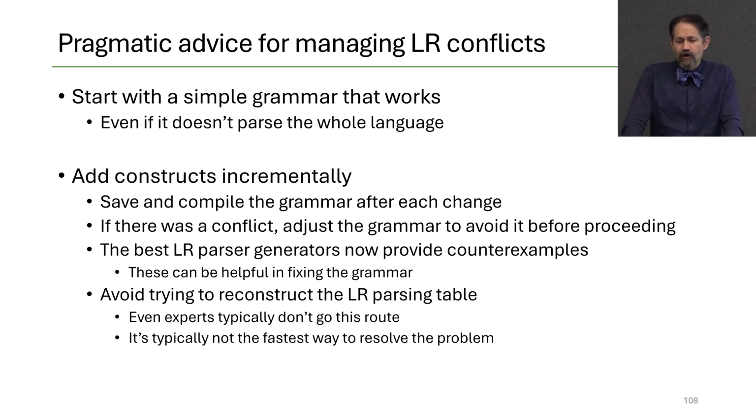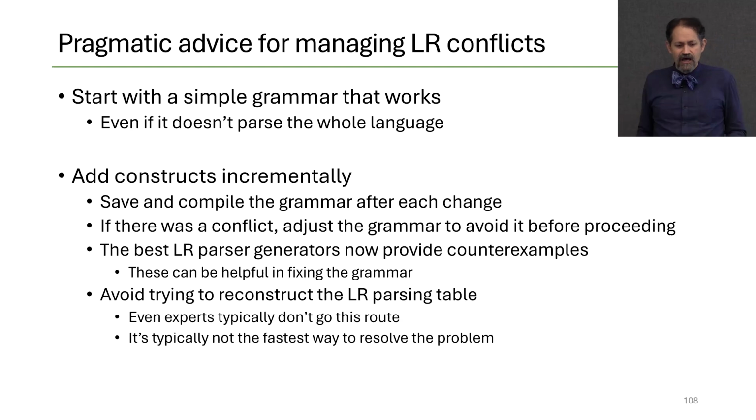Now, if you are using an LR parser generator, you will sometimes get these conflicts, like the shift-reduce conflict that we talked about earlier with the naive description of if then else. You can also see reduce conflicts. And these can sometimes be a little bit tricky to deal with. So I have some advice. Start with a simple grammar that works, simple enough that you can get it right, even if it doesn't parse the whole language, and then add constructs incrementally, right? If you try to start with the whole grammar for the whole language and fix it, it can be quite difficult to figure out.